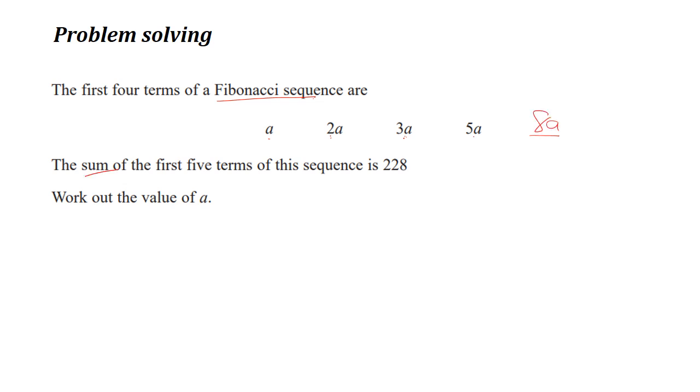The sum of the first 5 terms, well, sum means add. So if we were to add together those first 5 terms, that would equal 228. Once again, there's your equation. Bit of simplification. 13, 16, 17, 18. 19a is equal to 228. Divide both sides of the equation by 19 and you end up with a being equal to 12.